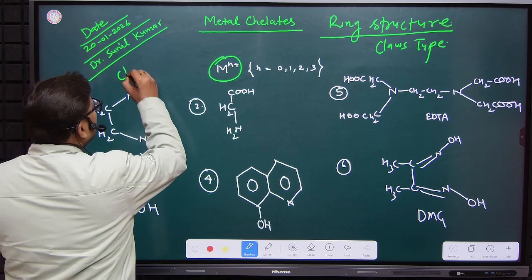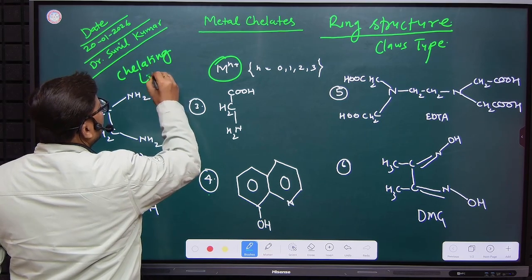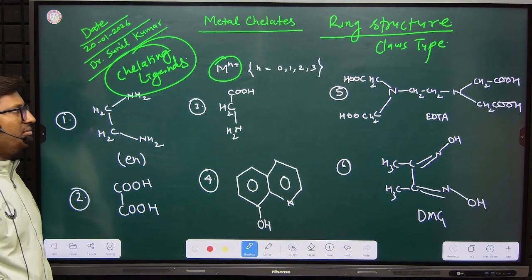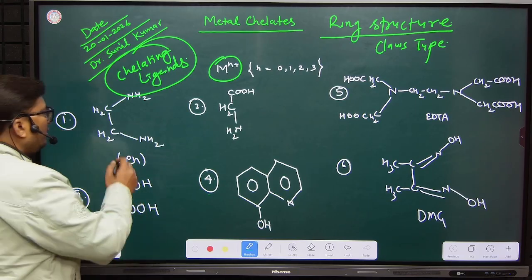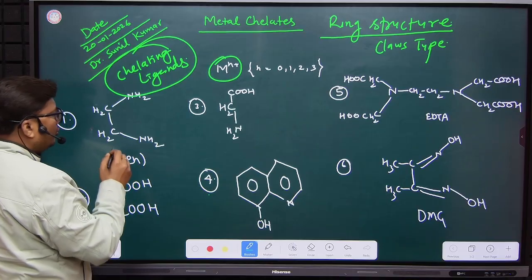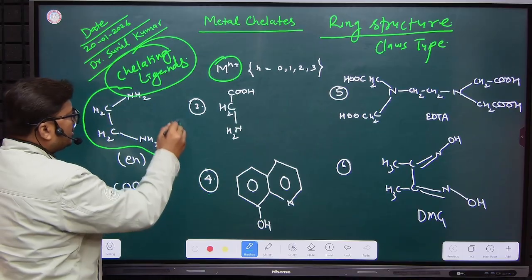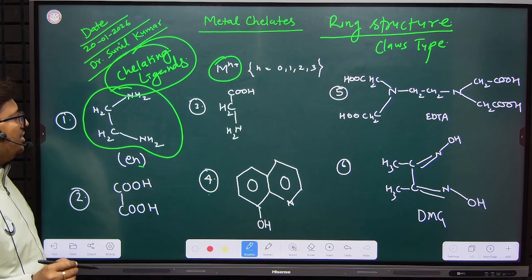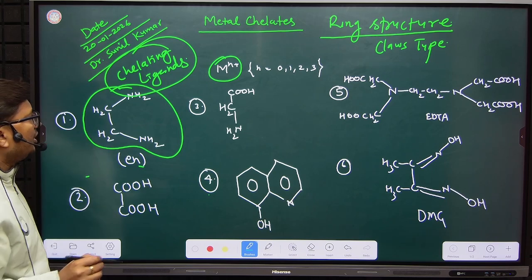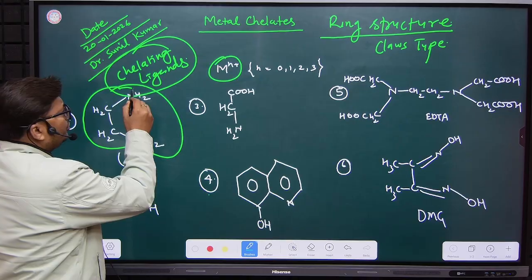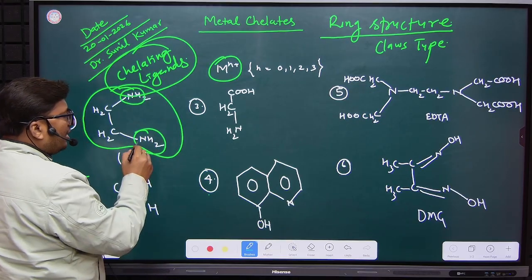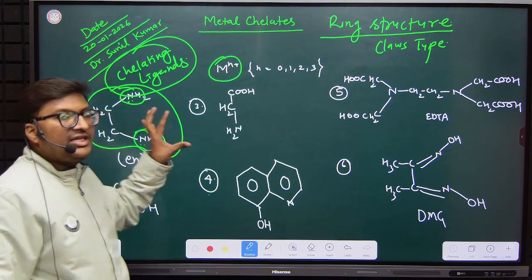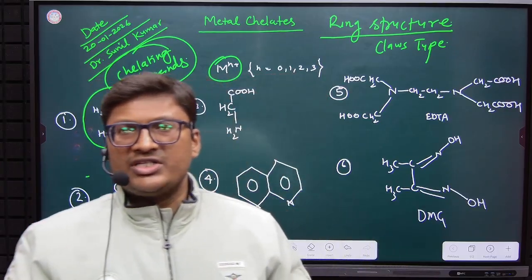Chelating ligands are a very special class of ligands in coordination chemistry. So this is ethylene diamine. Look at this structure. This is ethylene diamine, which is abbreviated as en. Here are two functional groups, that is NH2 and NH2. Each has a lone pair. So here two organic functional groups, that is amine, will act as donor sites.